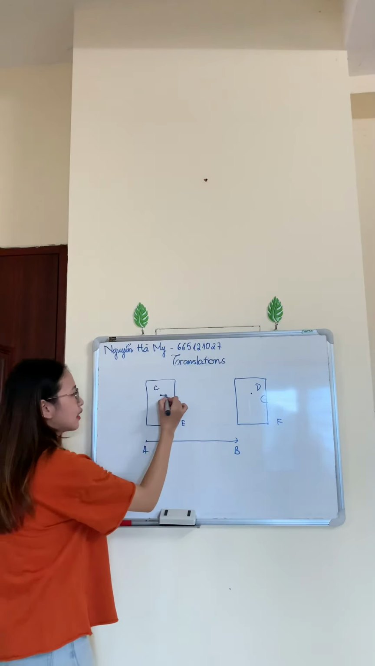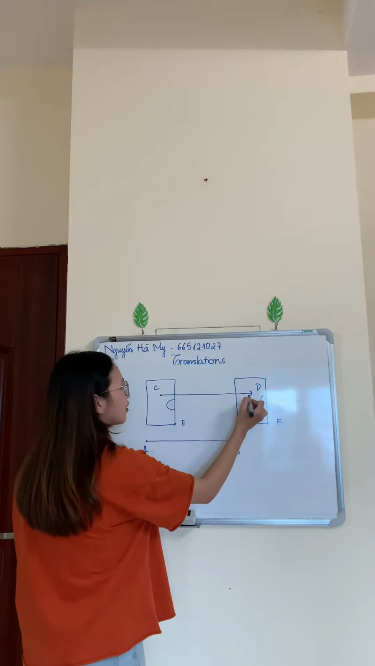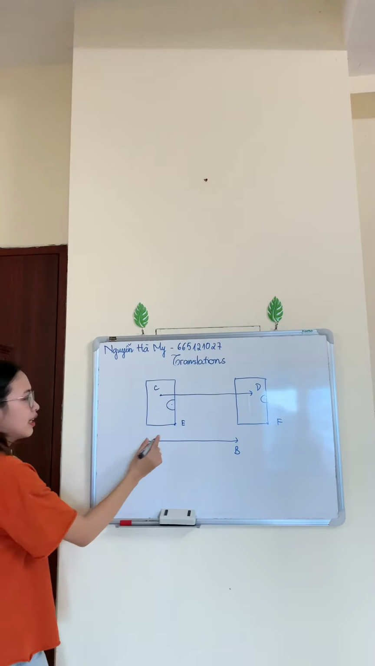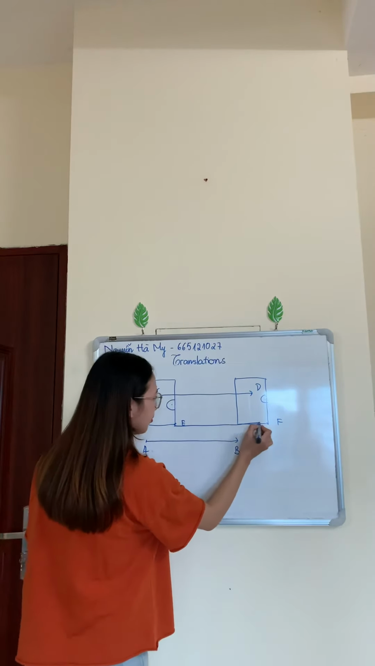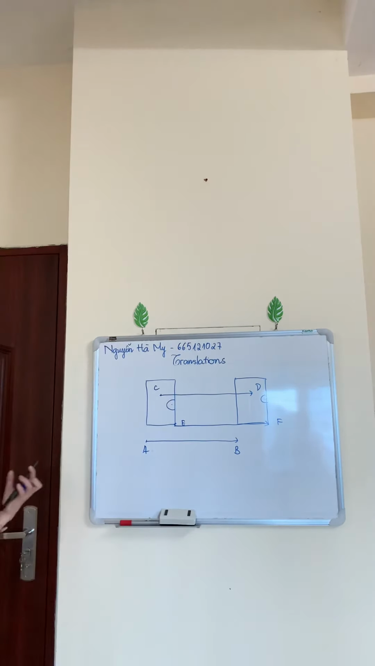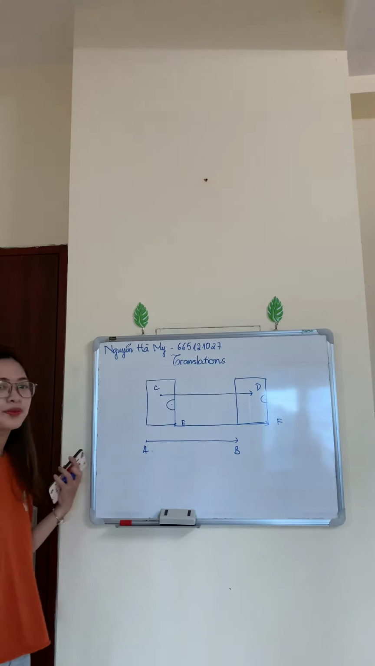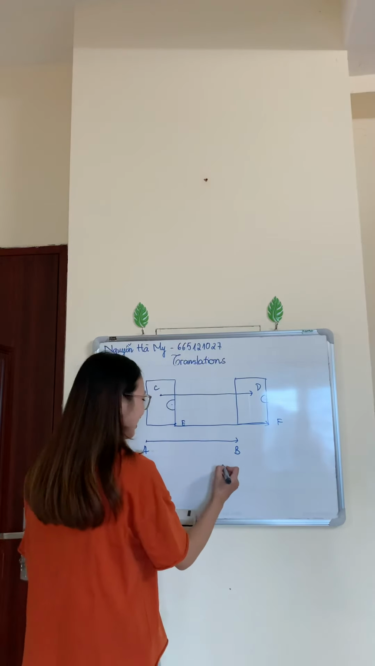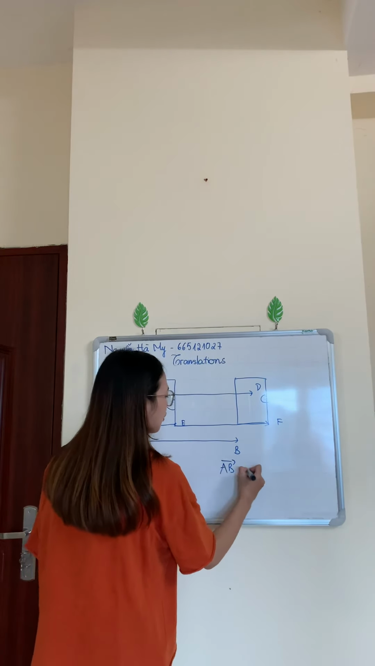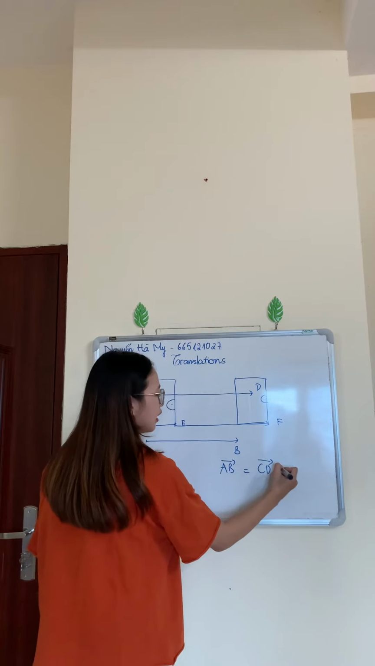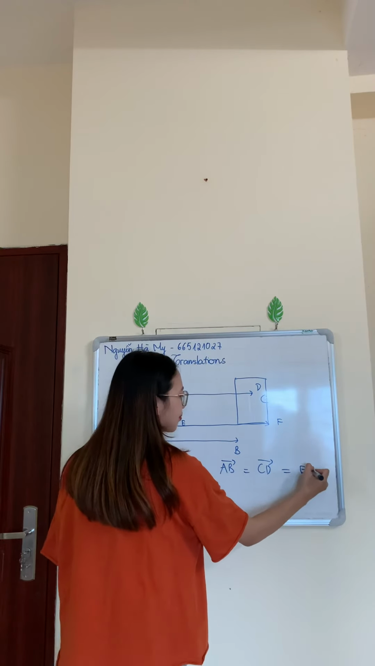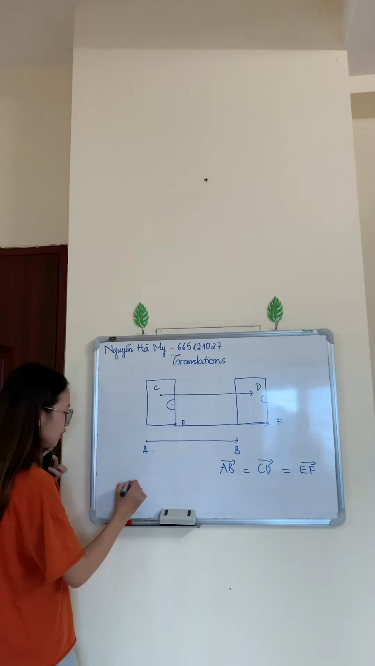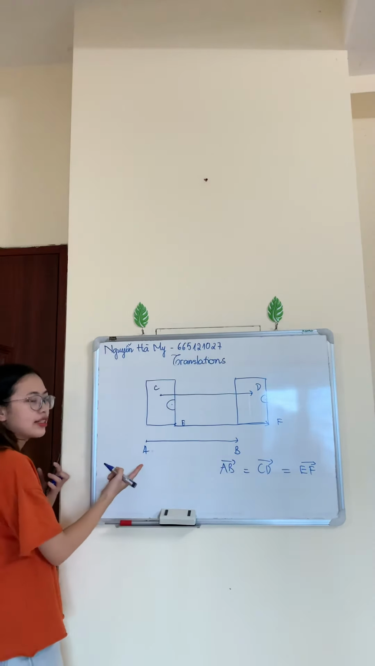So what is the relationship between vector CD and vector AB, and between vector EF and vector AB? Anyone know? Yes, that's right. Vector AB equals vector CD equals vector EF. So we can conclude that the door is translated by vector AB.